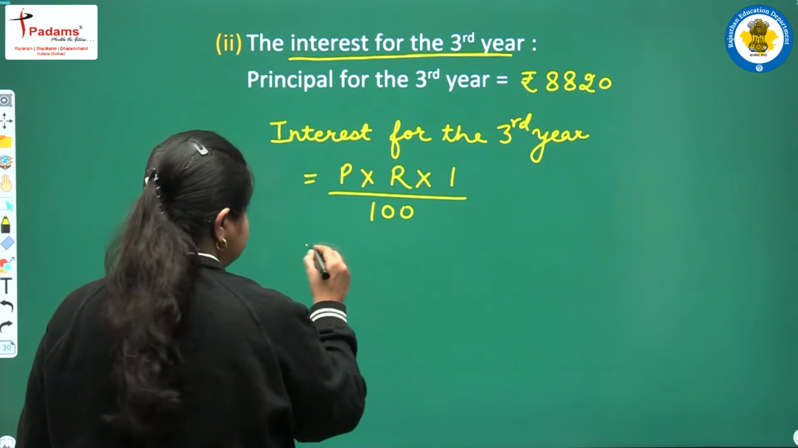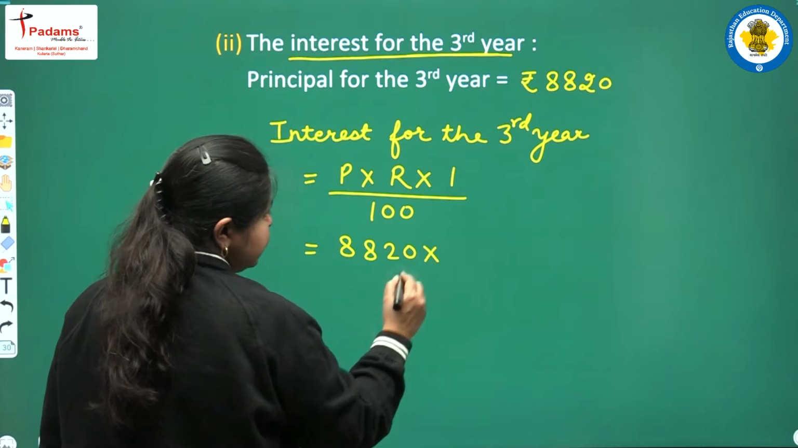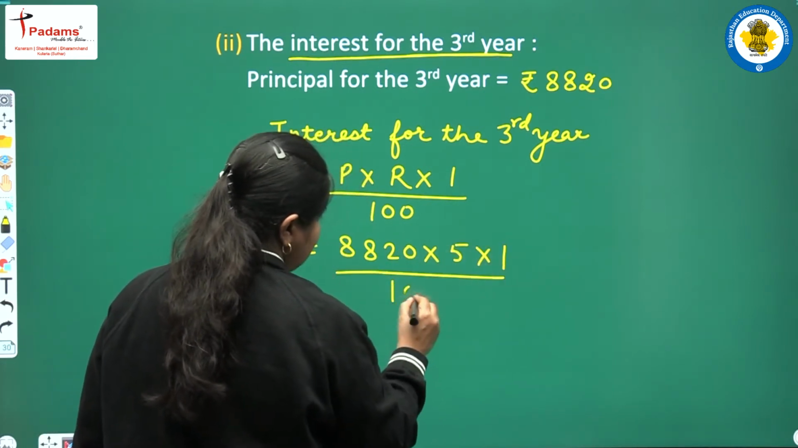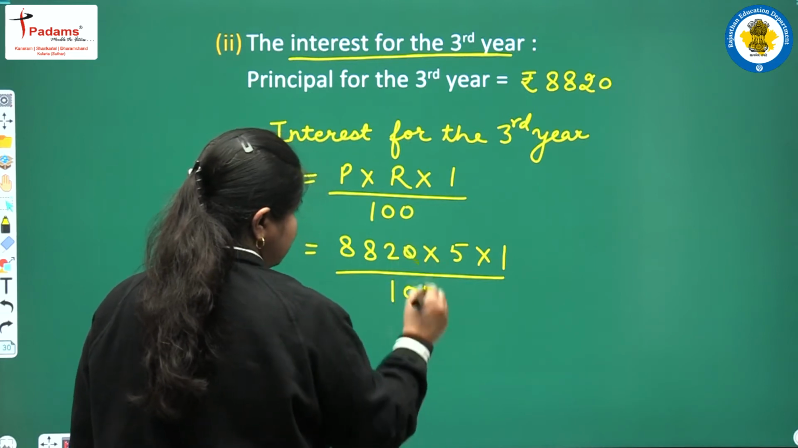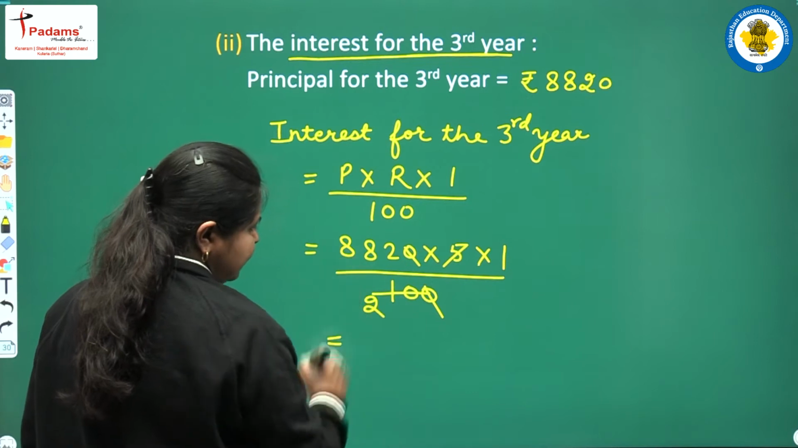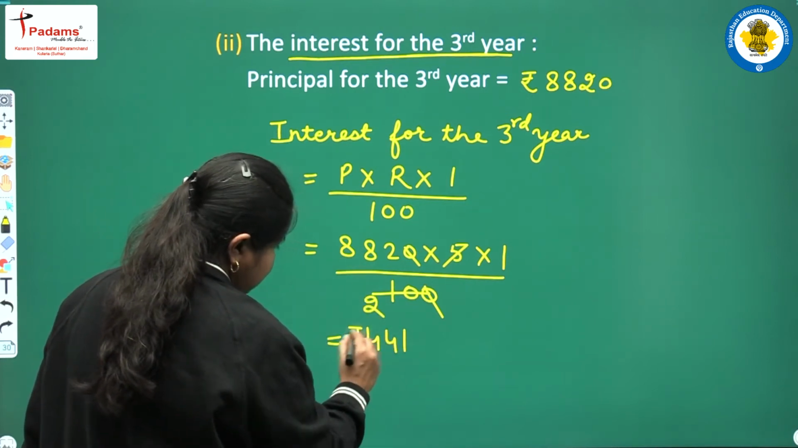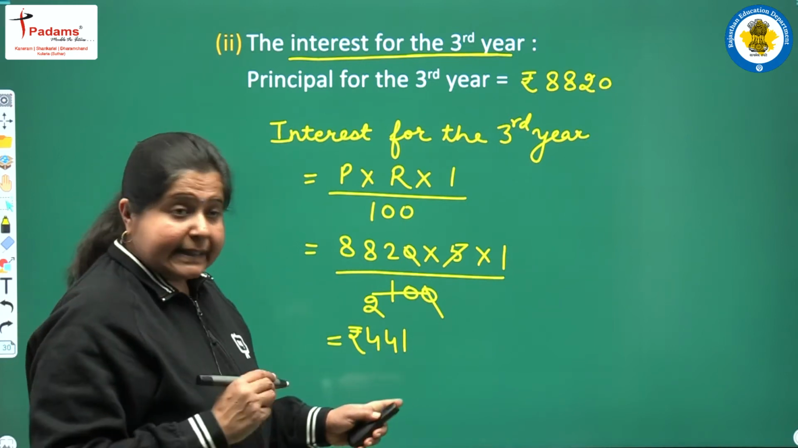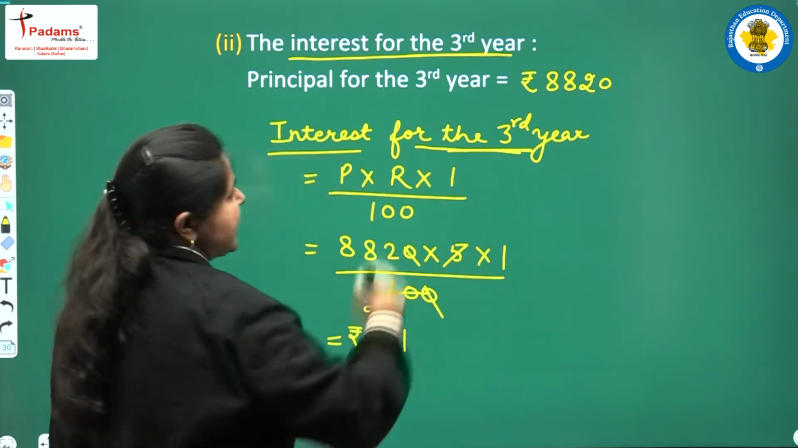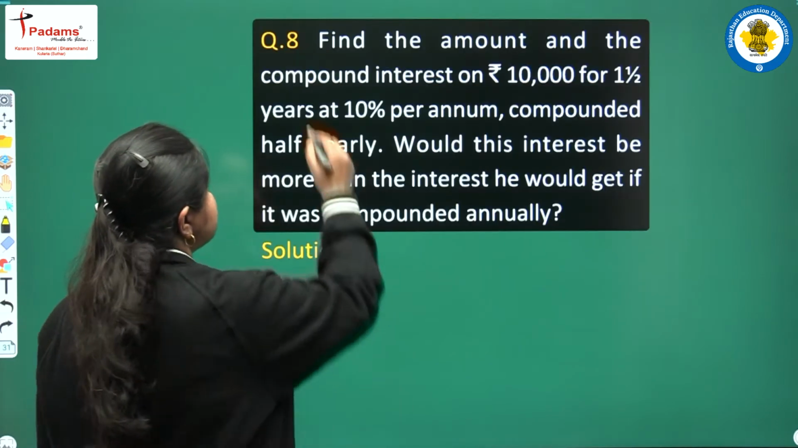So now let us write: principal is now 8,820, rate is the same 5%, time is 1, and upon 100. Cancel this 0, it will go 2 times on dividing by 5. Then we have 441, rupees 441. This is the interest for the third year which has been asked. I hope it's clear. Next we take question number 8.